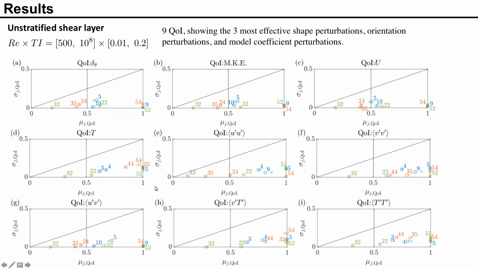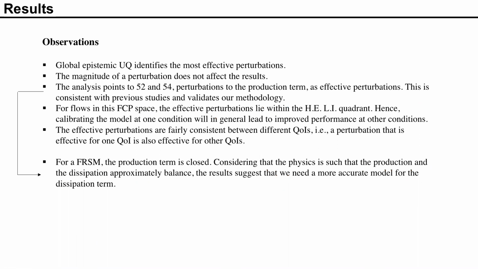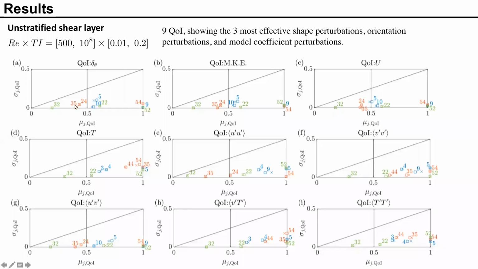Now I'm going to switch back and forth between this slide and my next slide because I cannot list all the observations here. So, all right. We will make a few observations. First, global epistemic uncertainty quantification identifies the most effective perturbations, and they lie to the right of this figure. This is essentially the purpose of this analysis, right? We want to identify the most effective perturbations.